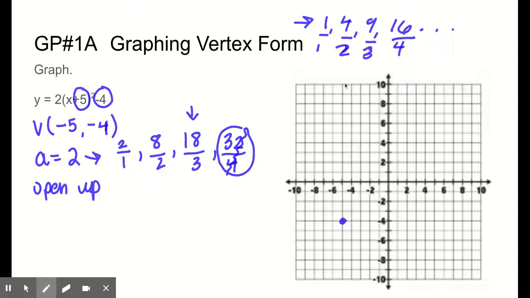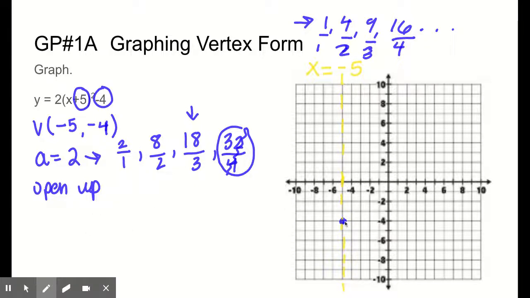Once we have our vertex, remember we always need to draw our axis of symmetry through the vertex. So I'm going to go ahead and draw my axis of symmetry through the vertex and identify it. We're crossing the x-axis at -5. So our axis of symmetry is x equals -5. Then once we have that, we can go ahead and apply our graphing pattern.